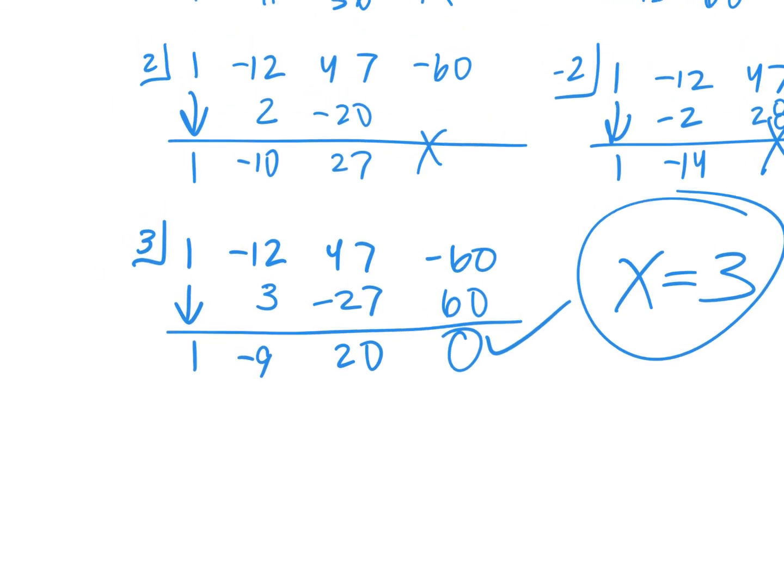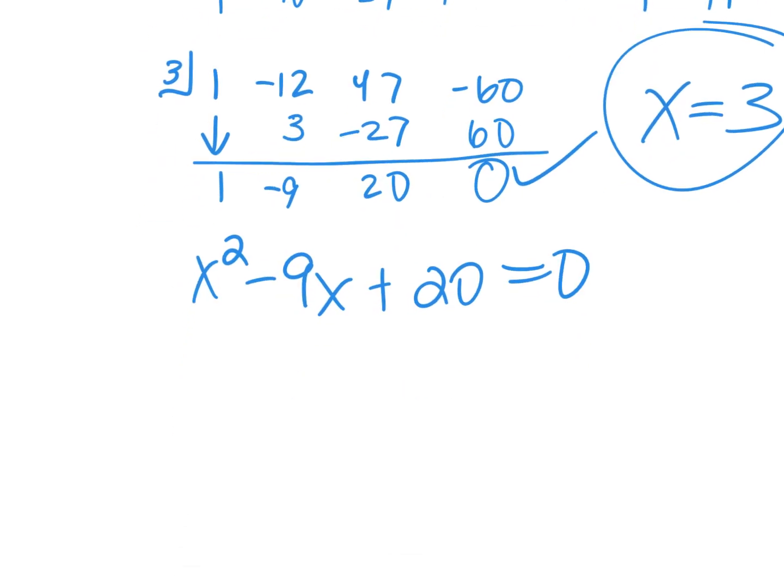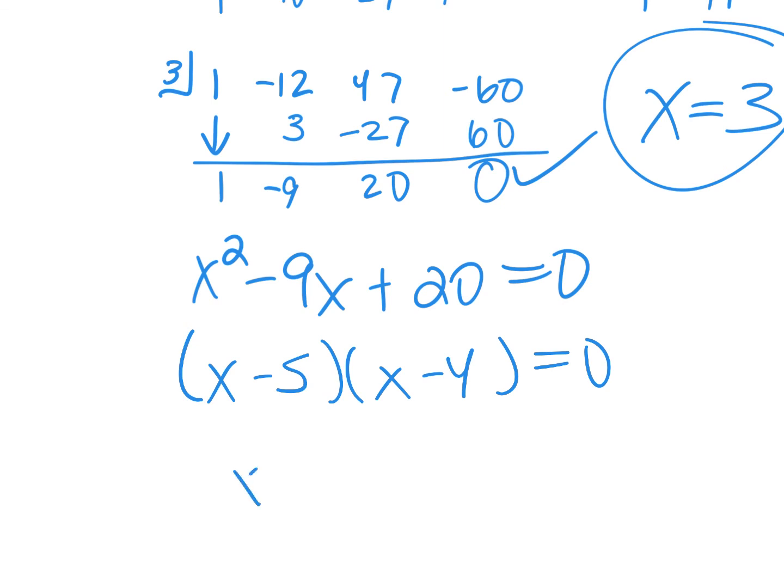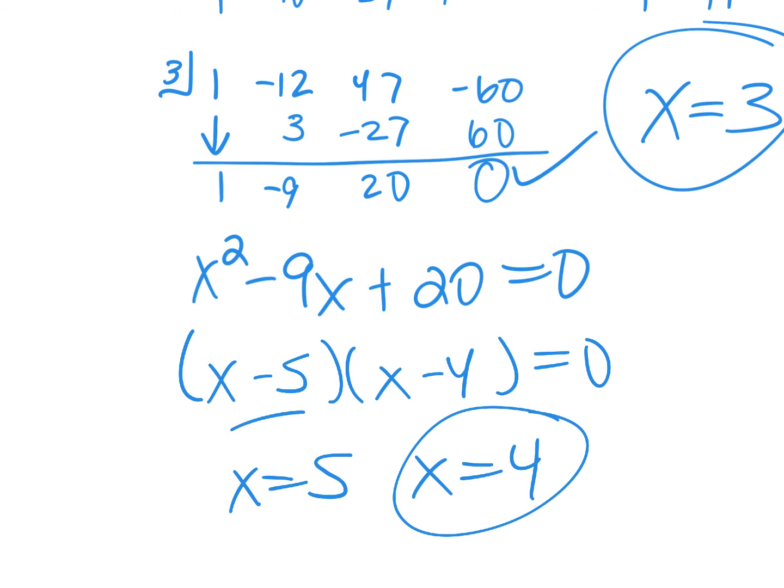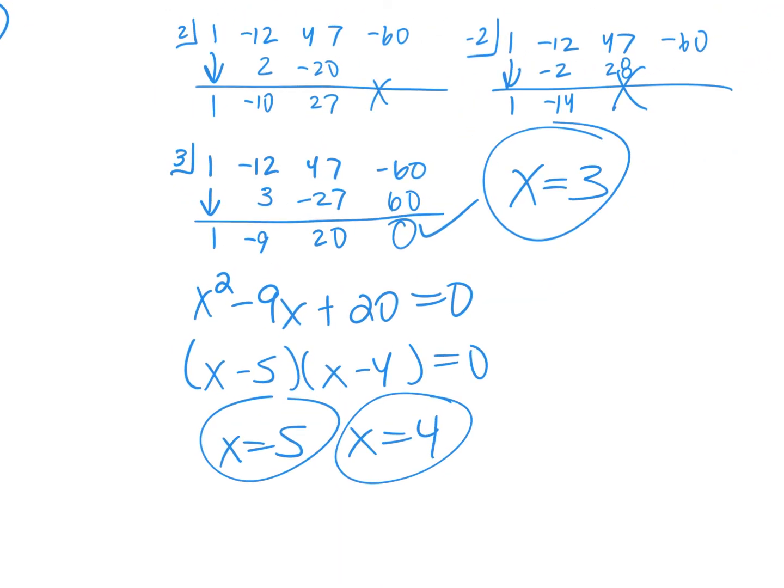Okay, here we go. What am I left with? X squared minus 9x plus 20 equals 0. Can I factor this? Yeah. What times what gives you a positive 20 when you multiply, but a negative 9 when you add? X minus 5 and x minus 4. So x equals 5 and x equals 4. There are your 3 zeros. Very good. Use a quadratic.